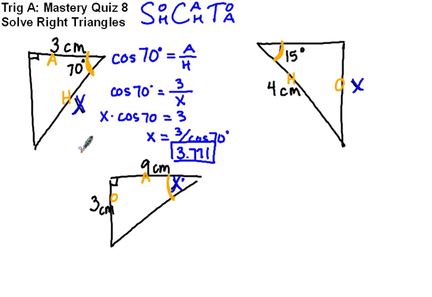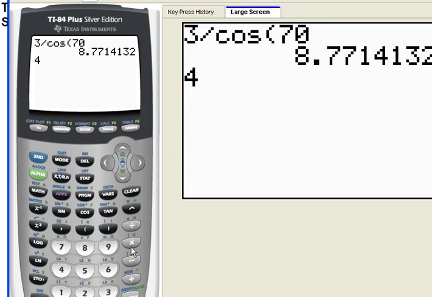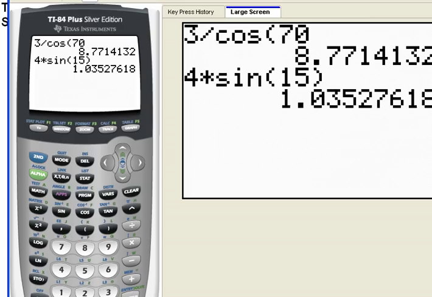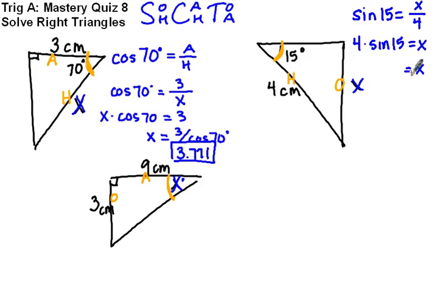Alright, next one. We have O and H. O and H, which is sine. So I'm going to set it up. Sine of the angle is opposite over hypotenuse. This one's easier than this problem because the variable's on the top, all I need to do is multiply both sides by 4. Go to our calculator. 4 times the sine of 15 is 1.035. Again, I can double check the hypotenuse should be the longest, and it certainly is longer than that side.